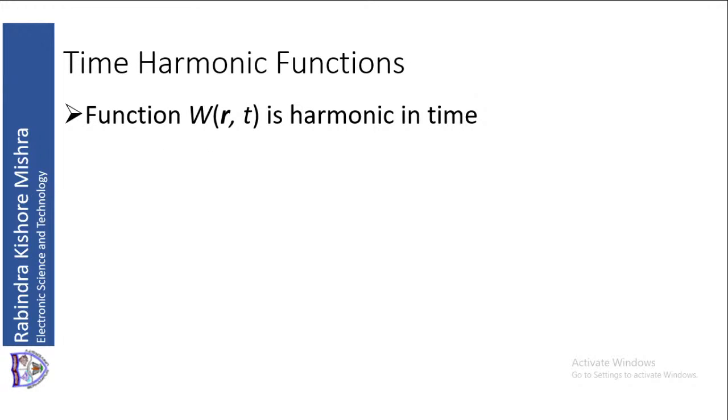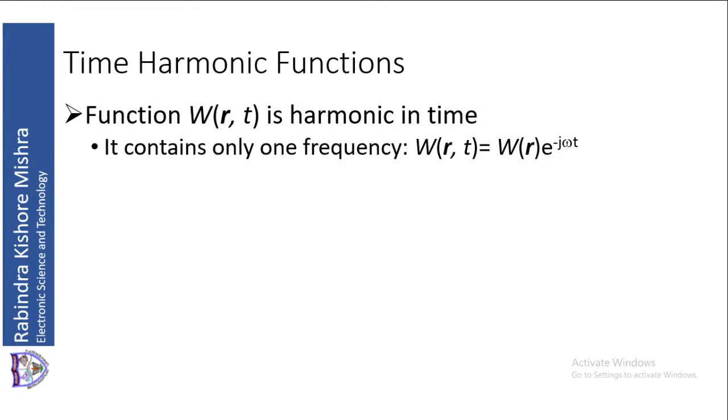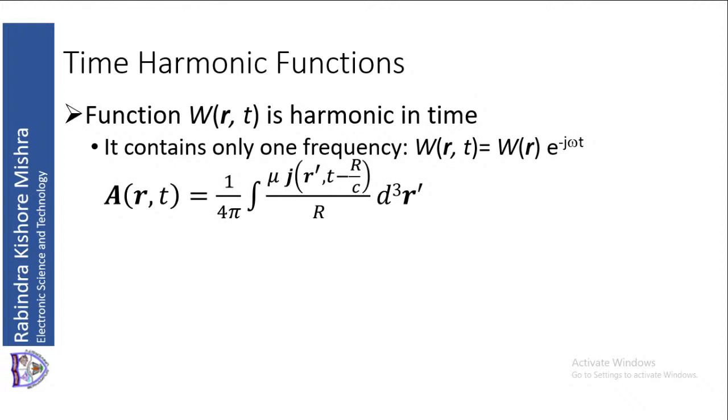Now suppose we have a time harmonic function. A function w(r,t) is called time harmonic if it has a single frequency only. So it contains only one frequency, so we can represent w(r,t) as w(r) exponential minus j omega t. If we represent it that way, then A(r,t) is equal to 1 by 4 pi integration of mu J(r dash, t minus R upon c) divided by R, integrated over the volume.